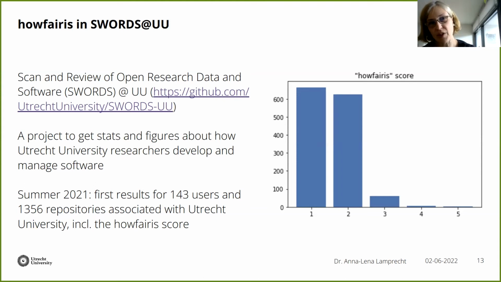And so we started this project to find out more about the current situation of data and software, open data and software at the university. And it includes many other different dimensions, also on licensing and so on and so forth. But we also ran the How Fair Is tool on our data. As of last summer, we have run it again recently, but the situation has not changed significantly. So this data is still okay. We had identified 143 GitHub users from the university with a combined almost 1,400 repositories. And we ran this analysis, including the How Fair Is score.